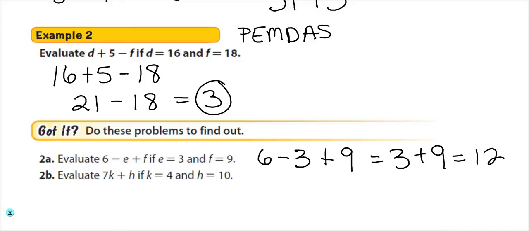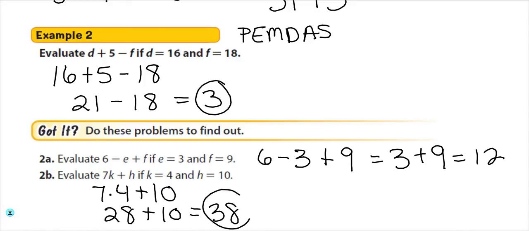All right, we got 2b. Evaluate 7k plus h if k equals 4 and h equals 10. So in this case, it's multiply, so it's going to be 7 times 4 plus 10. Remember we multiply and divide first, and then we add and subtract, so we're actually going to have 28 plus 10, and that's going to give us 38. There's our answer for that one. Let me go ahead and circle this one over here.